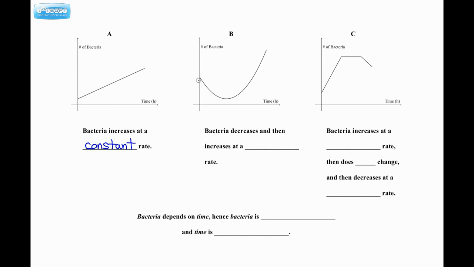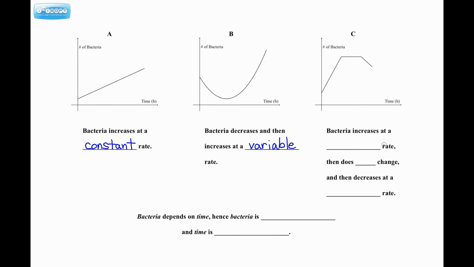Graph B, as it begins, the graph actually starts to go down. So it's like bacteria starts to die, and then they stop dying, and then they start multiplying again. So bacteria decreases and then increases at a blank rate. Well, we can't say constant because this is not a straight line. Hence, the rate of change is not constant like this. It varies. So we say it's a variable rate. So the graph is curved. There we go.